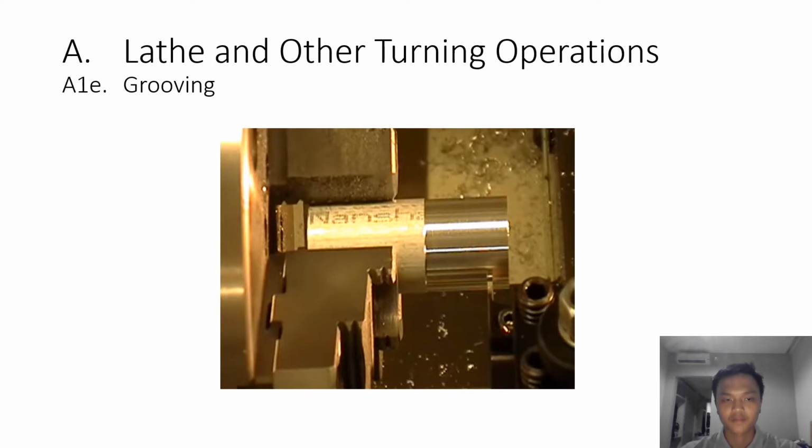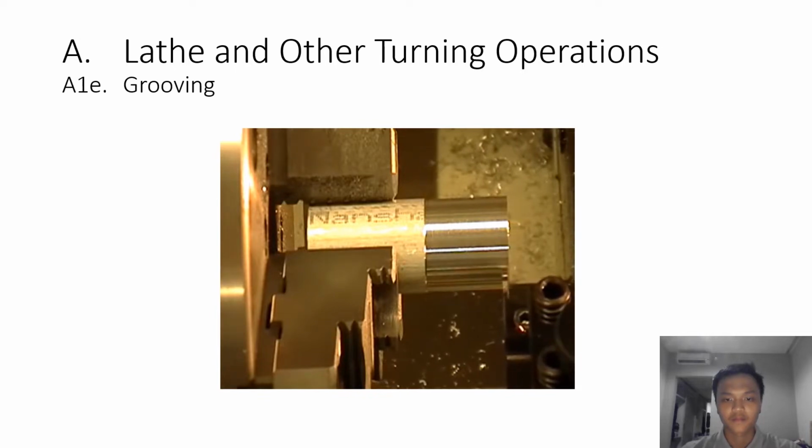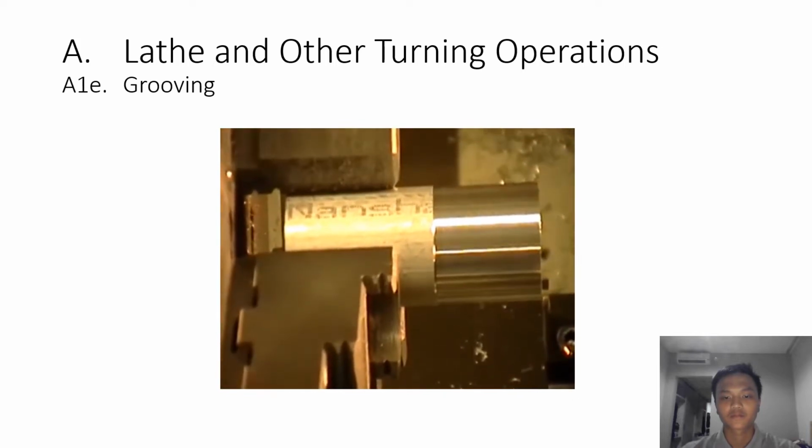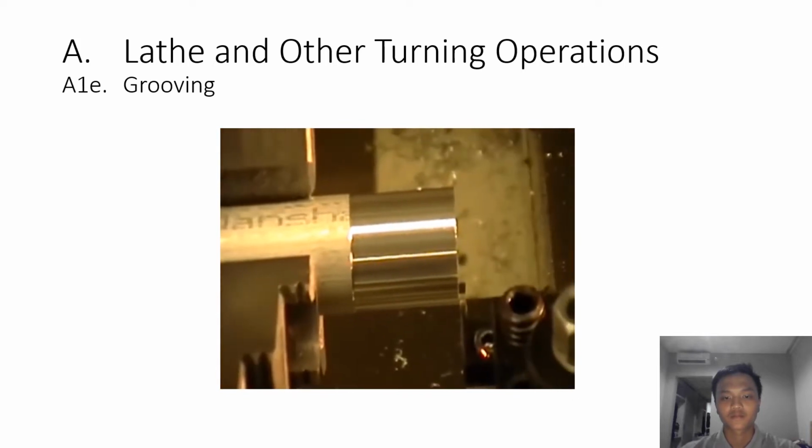X 0.992. Absolute set. Okay, so this is how we position. X0 right now is back here. So if we zoom in, we can see that the tool at Z0 is right at the edge of the part there.